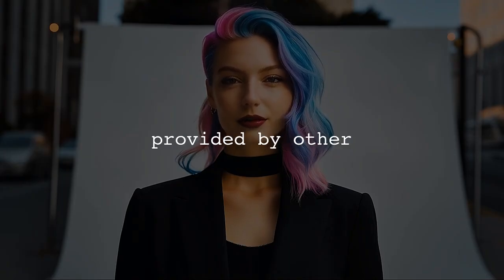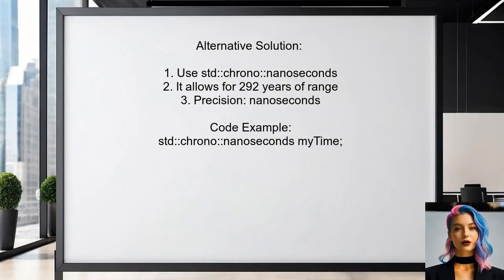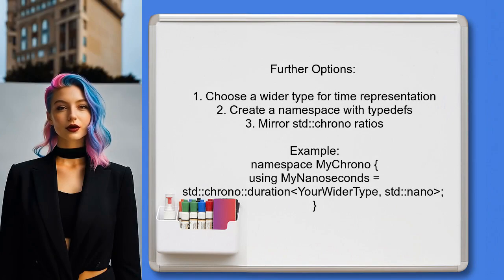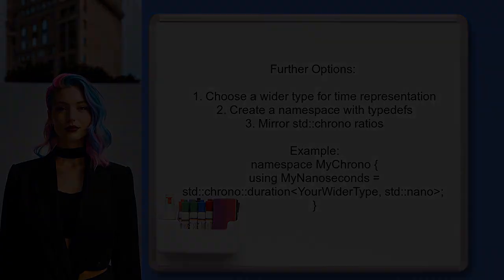Now let's look at the answers provided by other users. One alternative approach is to use chrono nanoseconds, which is a type alias for chrono duration with a signed integer that has at least 64 bits of storage. This allows for a time range of at least 292 years with nanosecond precision. The user also points out that you can choose a wider type for your time representation if your implementation supports it. Additionally, you can create a namespace with typedefs that mirror chrono ratios using your wider type.